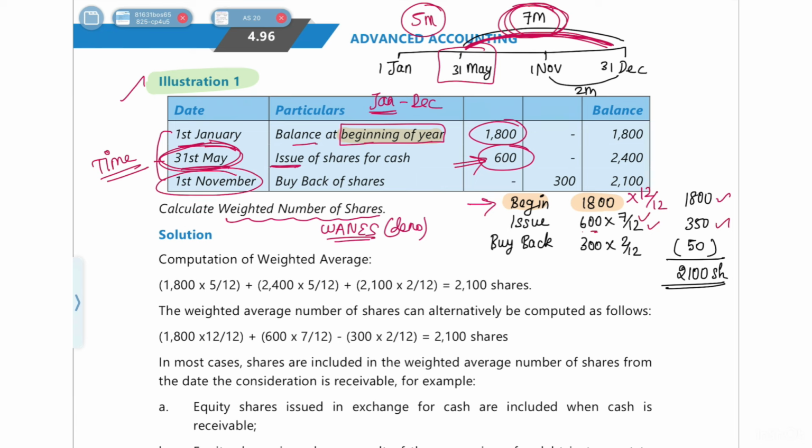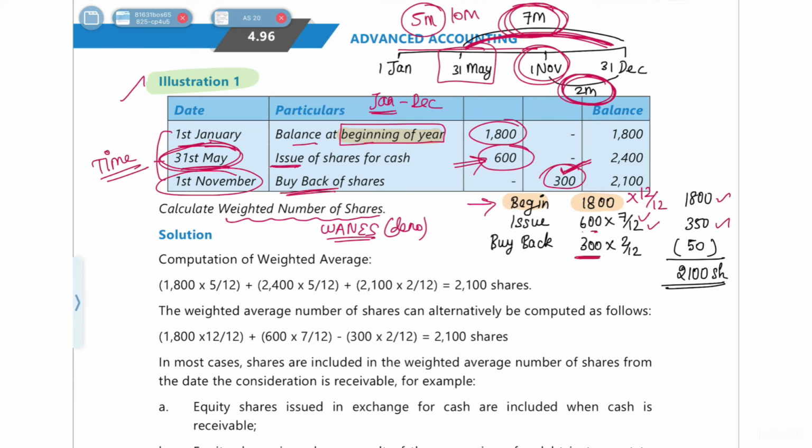Next is on 1st November, they are doing a buyback of shares. That means shares are being deducted from the company. How many shares are being bought back from the shareholders? 300 shares on 1st November. Until 1st November, already 10 months have passed, and only 2 months are left until the year end.